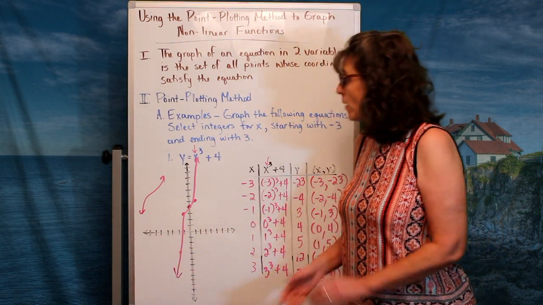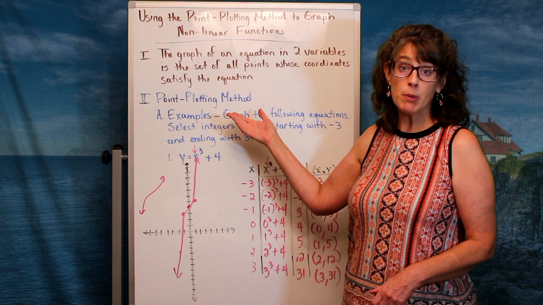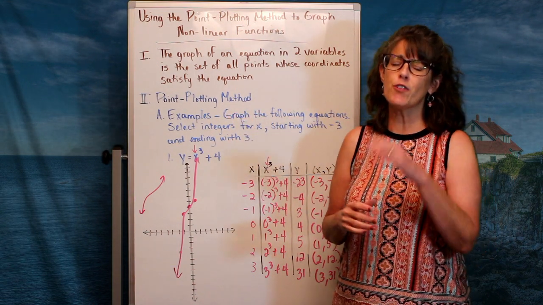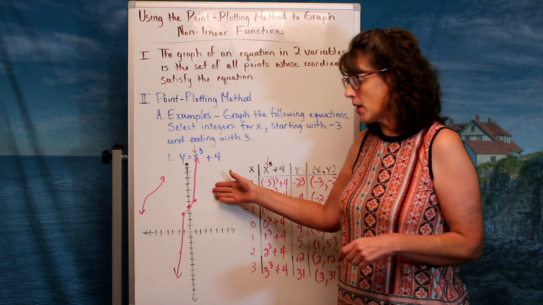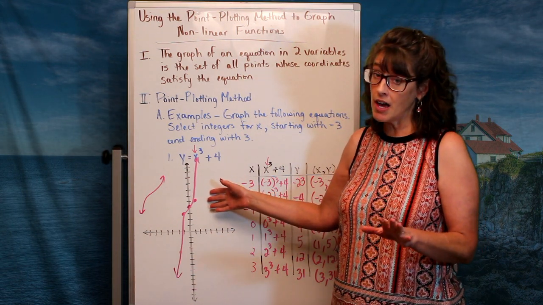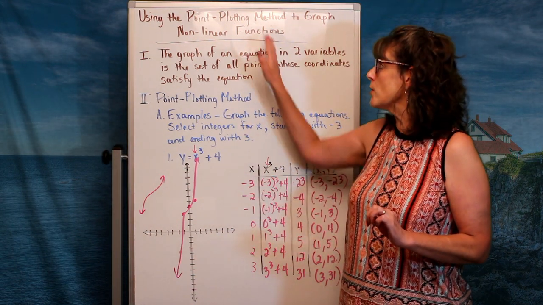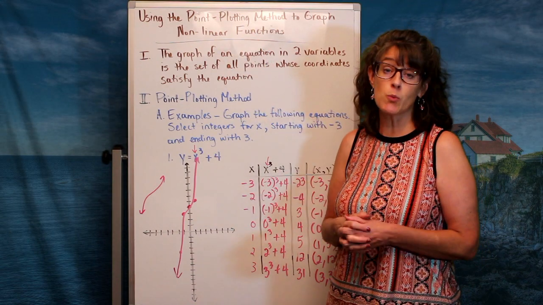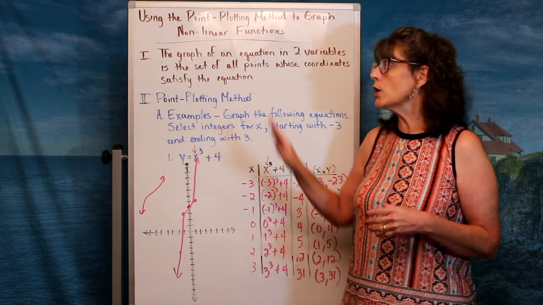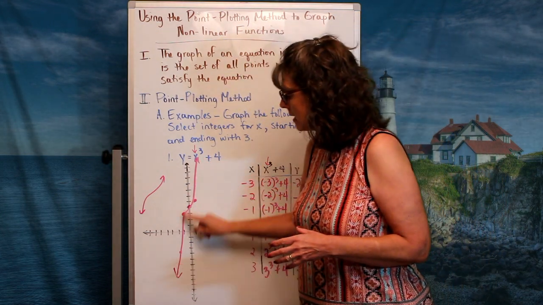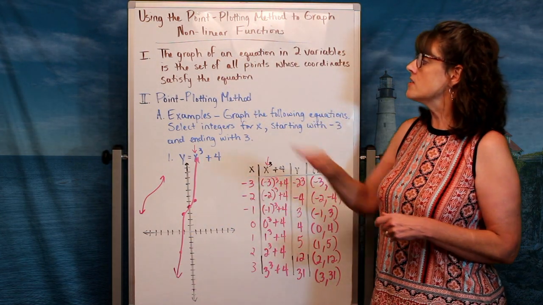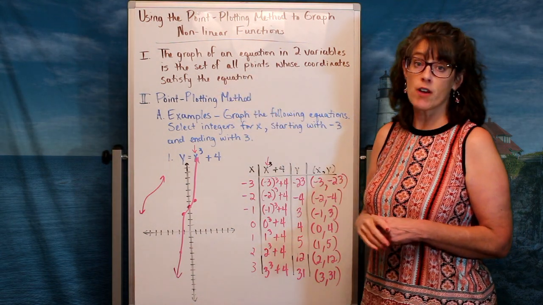But we do have a graph that was put together by the point plotting method. It's a tried and true method. If you forget all those other shortcuts with your x and y intercepts and slope intercept, now granted that would not work here because it's not a line. It's not a straight line. So whenever you have nonlinear functions, point plotting is one of the best ways to get there. But I do want to go back over this again. The graph of this equation, so the pink right here, is the set of all the points whose coordinates satisfy the equation.